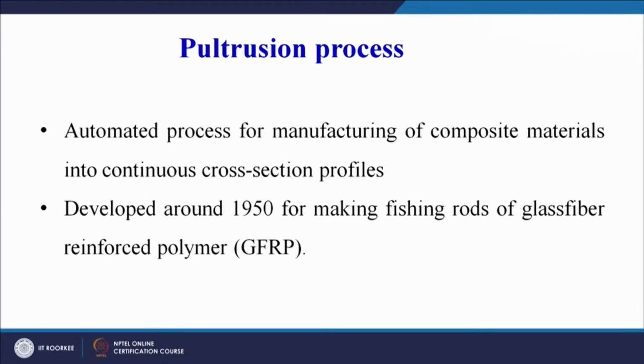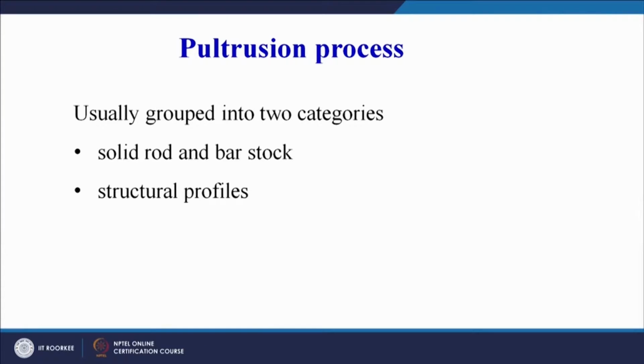It was developed around 1950, just a historical perspective of the pultrusion machine. It was developed for making fishing rods of glass fiber reinforced polymer. The glass fiber will be in continuous form, the reinforcing agent is the glass fiber, and the matrix in this case will be a polymer. So glass fiber reinforced polymer fishing rods were made initially in 1950 using pultrusion. It is usually grouped into two categories: solid rod and bar stock, as well as structural profiles.